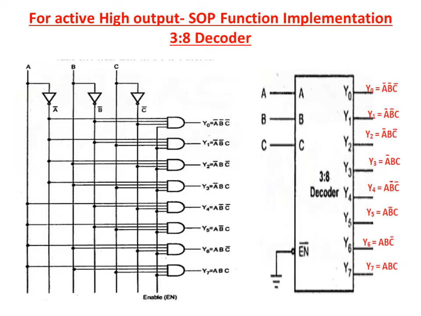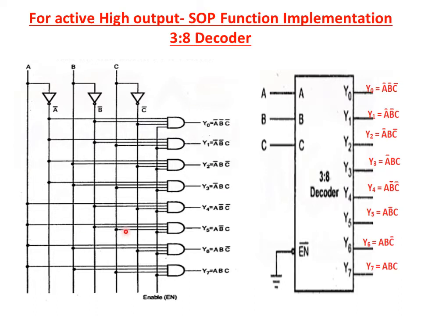This is the logic diagram and block diagram representation for 3:8 decoder. In this 3:8 decoder, there are 3 input lines, the inputs are A, B, C, and the enable lines are optional. It will be active low or active high enable input. Then the outputs are Y0 to Y7. This is for active high output cases, and the output of each gate will be the minterms. The minterms are represented here.